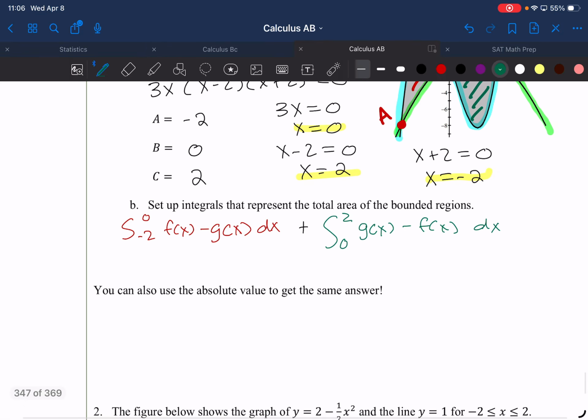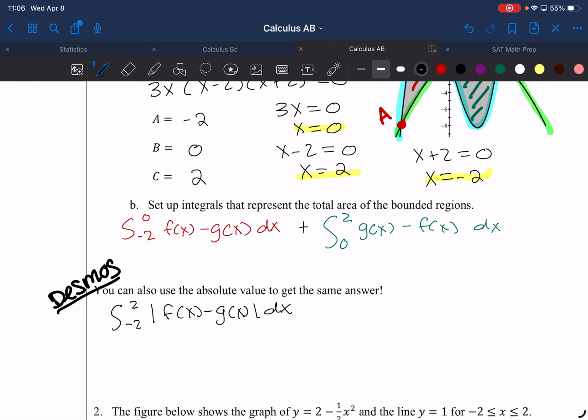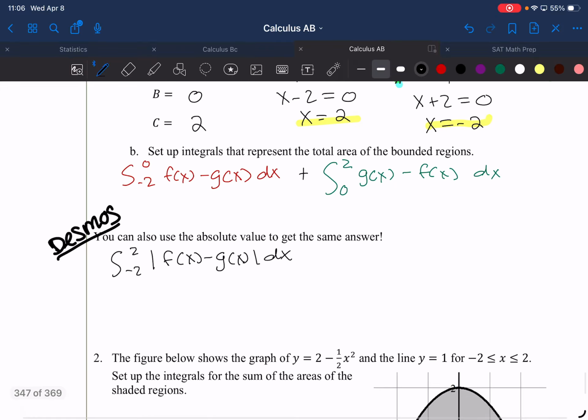The next part says that you can also use the absolute value to get the same answer. So we can do the integral from -2 to 2 of the absolute value of f of x minus g of x dx. You can only use this, however, if you have access to Desmos, which most likely you will, because there's not a way for us to integrate this by hand, at least not with the knowledge that we have now.